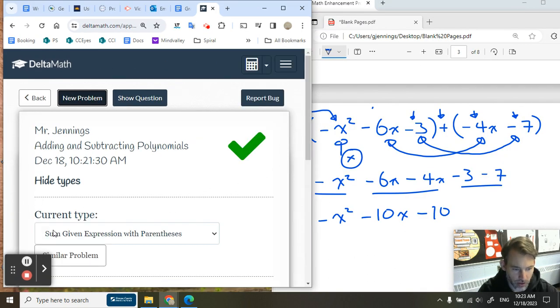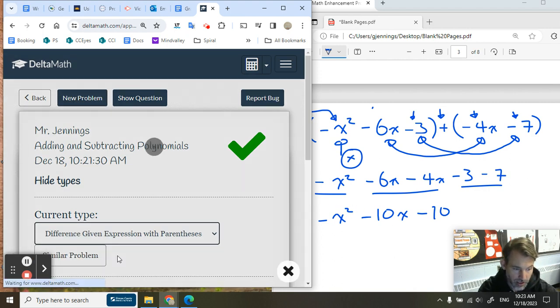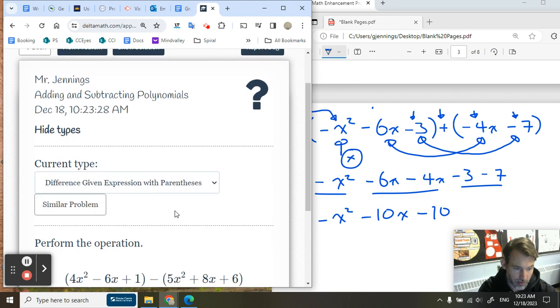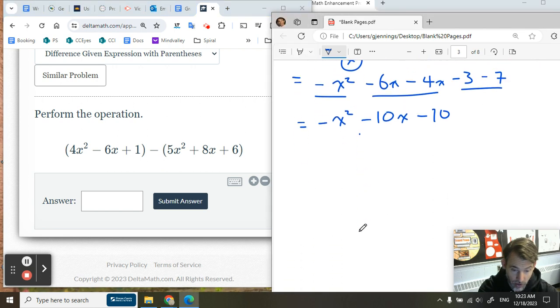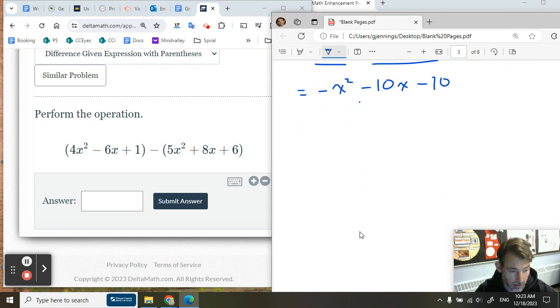So all you need to know is that we are combining what's like, and for a term to be like, it has to have the same variable and also the same exponents. If the exponents are different, they're not like anymore. We're also going to be given ones like this, difference given expression with parentheses. So this connects to a skill called the distributive property, which we have a whole other video on down below, but these questions look like this.